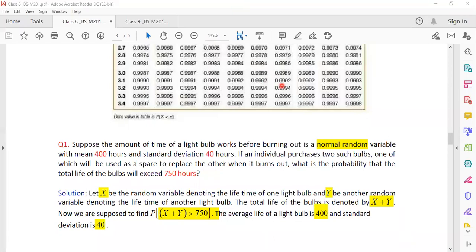Now, let us first read the problem. Suppose the amount of time a light bulb works before burning out is a normal random variable with mean 400 hours and standard deviation 40 hours. If an individual purchases 2 such bulbs, one of which will be used as a spare to replace the other when it burns out, what is the probability that the total life of the bulbs will exceed 750 hours?